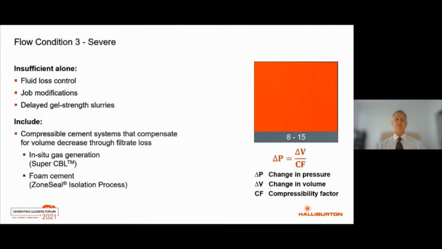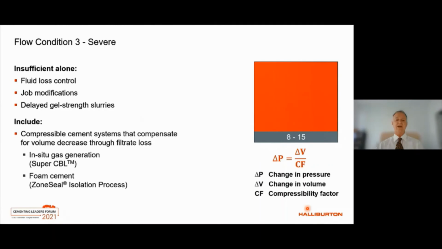The final category of flow potential factor is severe. In this category, fluid loss control, transition time, multiple stage cementing, and delayed gel strength or thixotropic slurries are insufficient alone to control hydrocarbon migration.